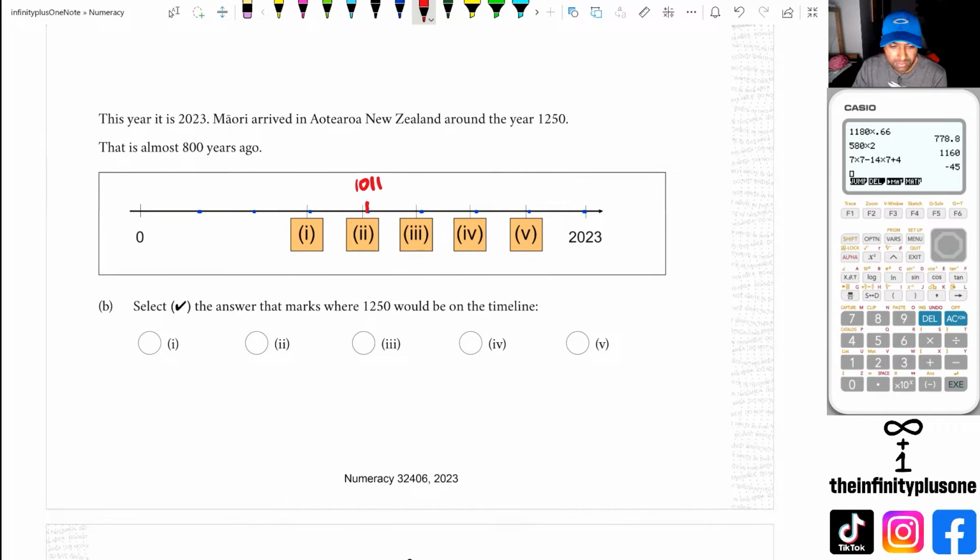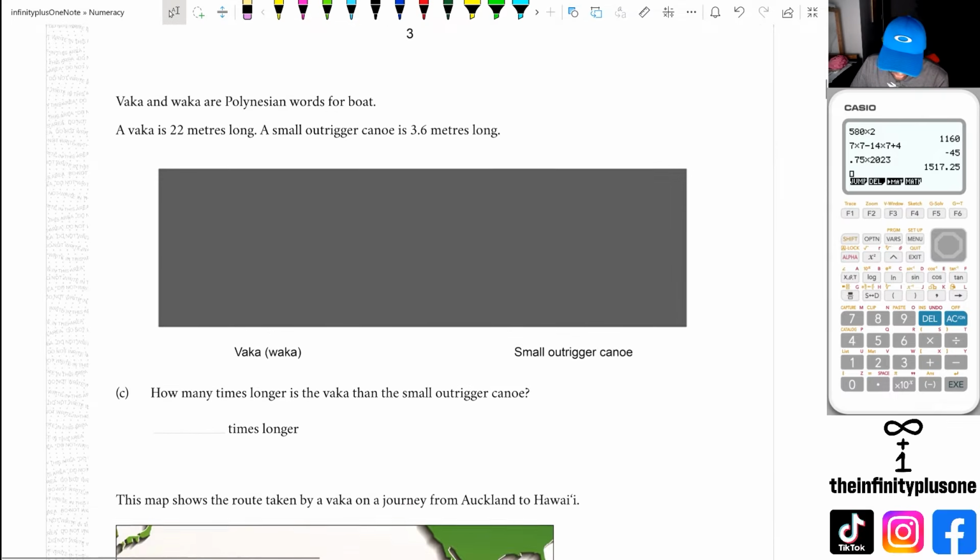So what I'm going to do is in my calculator, I am going to do 3/4, so 0.75 times 2023. That's going to give me roughly 1517, right? So this part right here is 1517. So if you look at it, the closest 1250 is probably halfway between those two marks. And so we can see that it is going to be the marker number 3 for this particular question. So the middle box. All right, so next question.